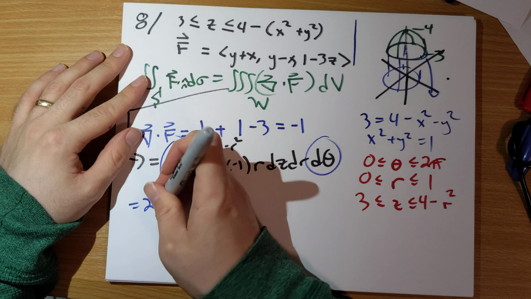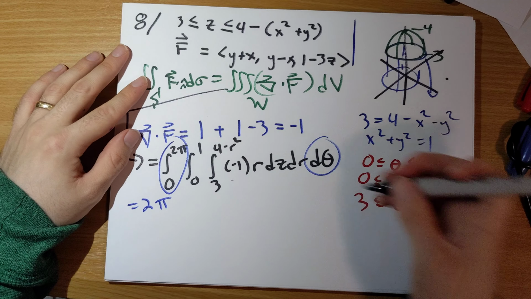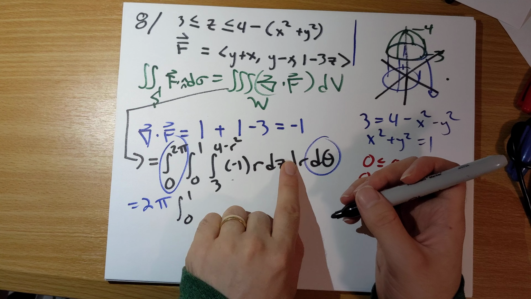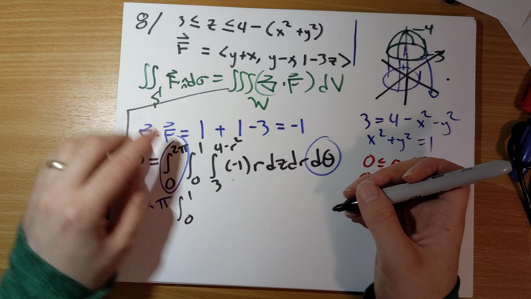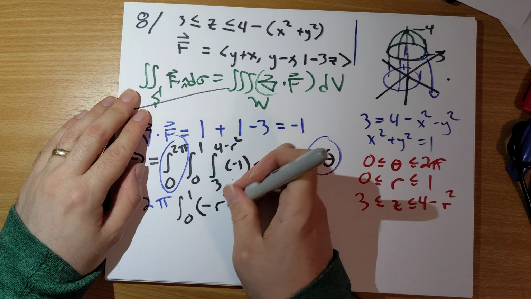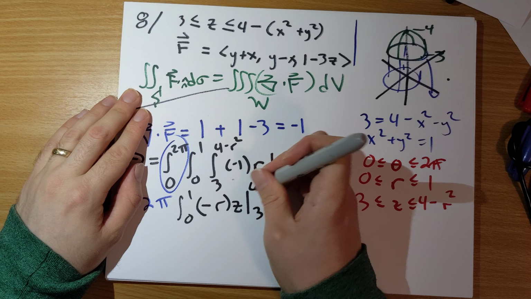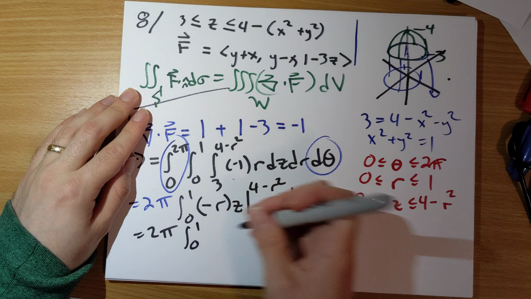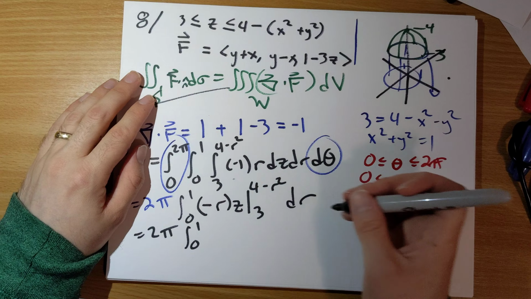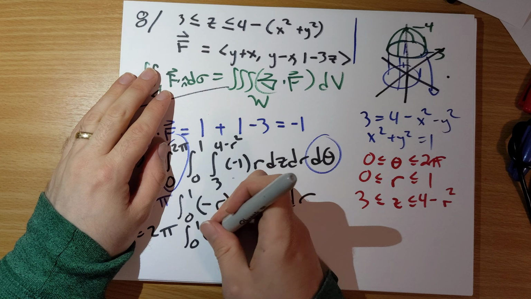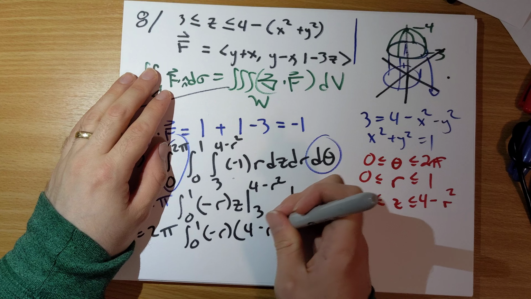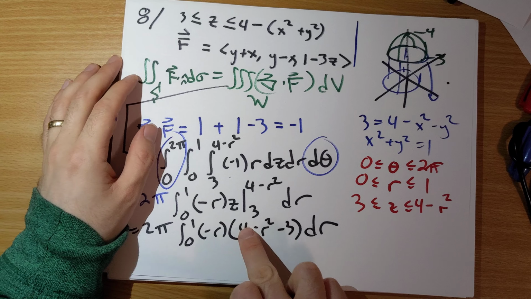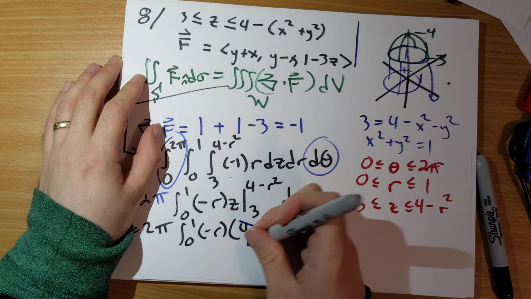The theta terms will give us a factor of 2 pi. Now we need to integrate with respect to z. We'll just get negative r times z. Plug in 3 to 4 minus r squared. And so this will give us negative r times 4 minus r squared minus 3. And this will be 1 minus r squared.